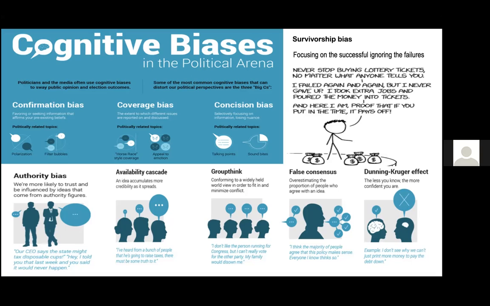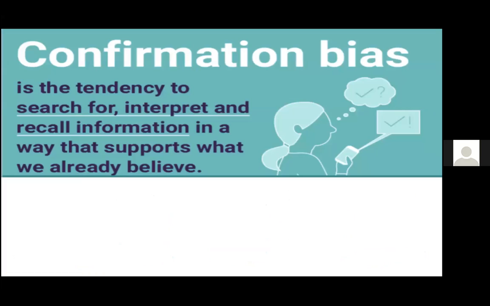So these are the kinds of cognitive biases that we'll be talking about. For this talk, I'm going to focus on these ones: confirmation bias and authority bias. Confirmation bias is the tendency to search for, interpret, and recall information in a way that supports your own views. So basically, you are just reinforcing your own beliefs.